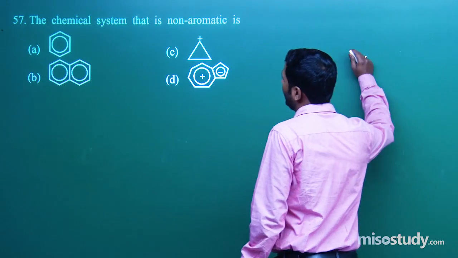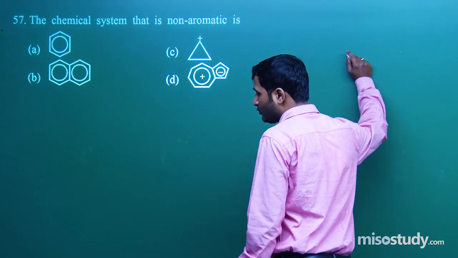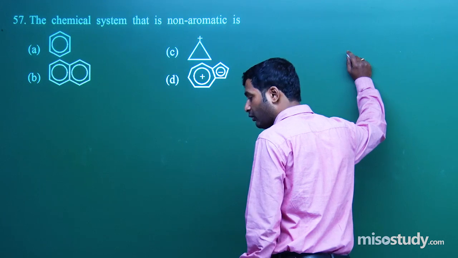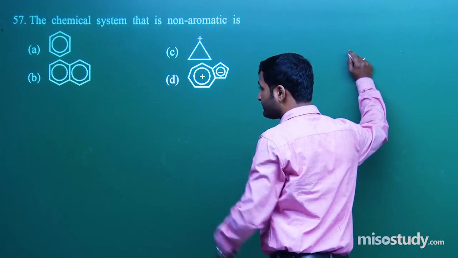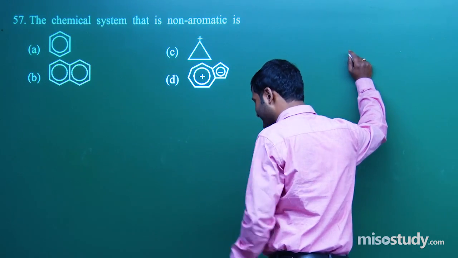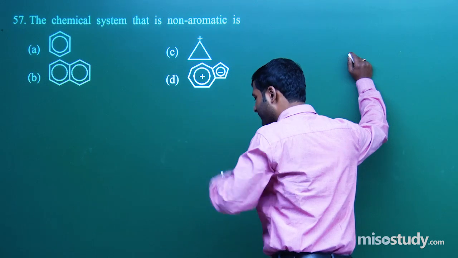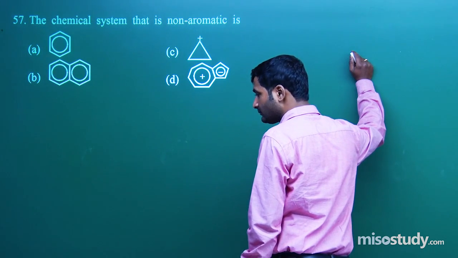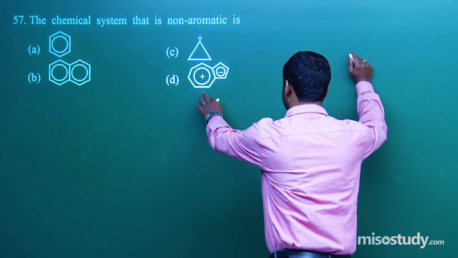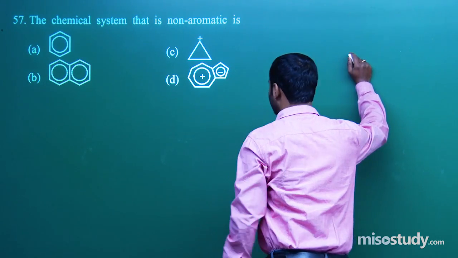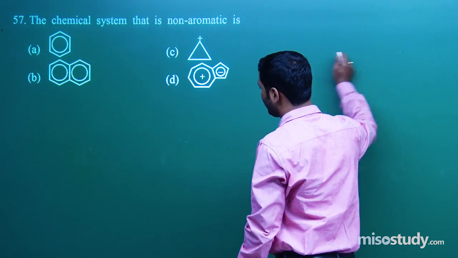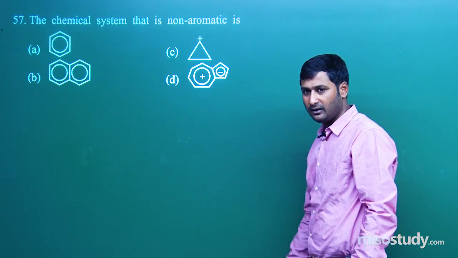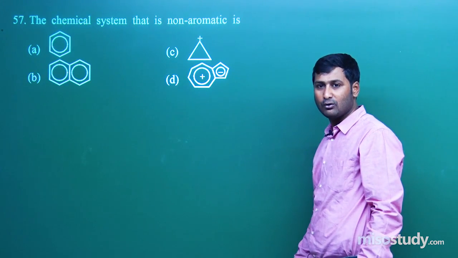That is the chemical system that is non-aromatic. We know aromatic compounds follow Huckel's rule. The first one is benzene. By looking at it, you can say this is an aromatic compound. The second one is naphthalene. Is it clear? It is also an aromatic compound. The third one is azulene. This is also an aromatic compound by looking at the conjugate system, and it follows Huckel's rule also.